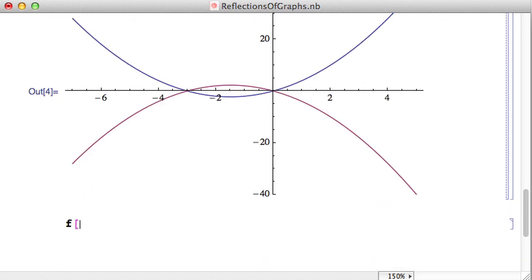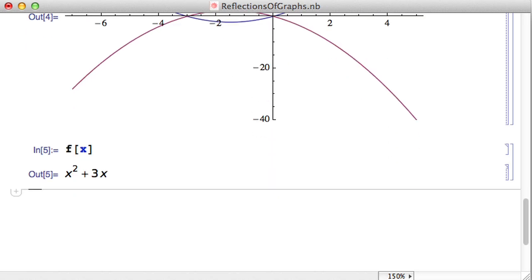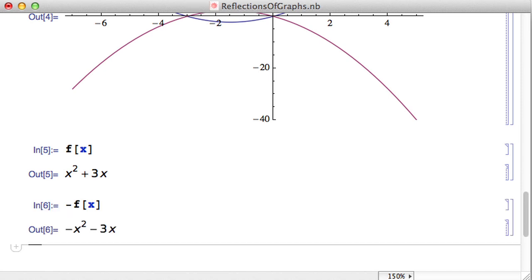And so let's notice what f of x is. f of x is x squared plus 3x. Now let's look at what minus f of x is. It's minus x squared minus 3x. To multiply the function by -1, you have to multiply the whole thing by -1.